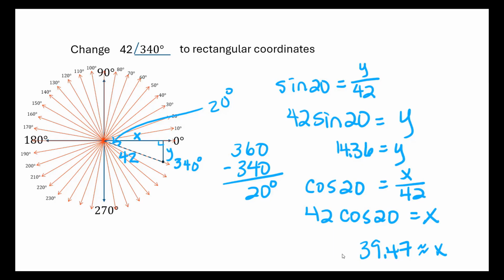And remember, now we're in the fourth quadrant. And in the fourth quadrant, x is positive and y is negative. All the points in this quadrant, you go to the right and down to get to them. So that means positive x, negative y. So our y is 14.36 and our x is 39.47.